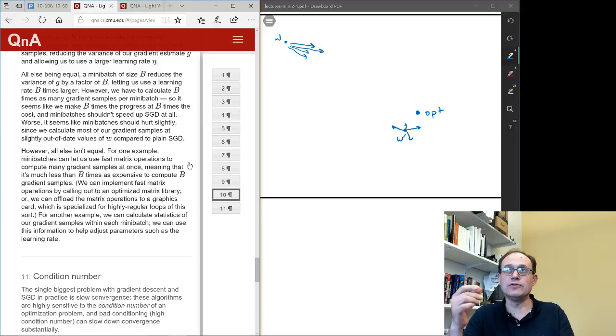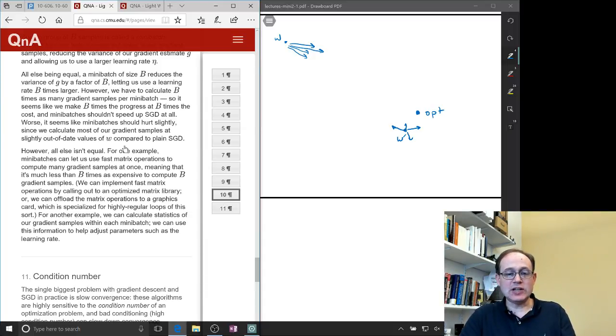Another would be if you have a fast matrix library that you can use to calculate on your CPU a whole bunch of gradients at once. A last one is that a lot of fancier versions of stochastic gradient will calculate statistics of the gradient samples within each mini batch. So in addition to just the expected value of the gradient within the mini batch, you could calculate its variance and use that to help you select a learning rate. That's called batch normalization, in case you're interested in looking it up. And so mini batches can often be a really big win.